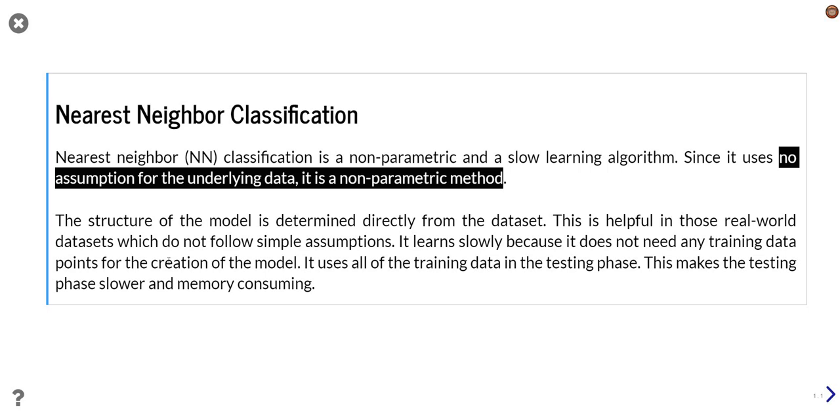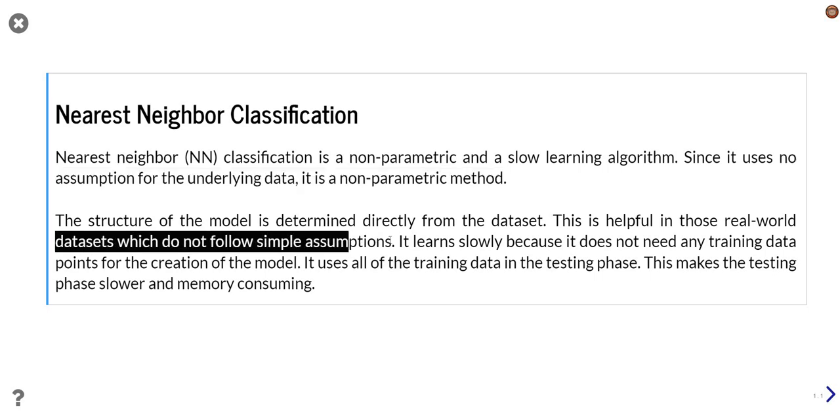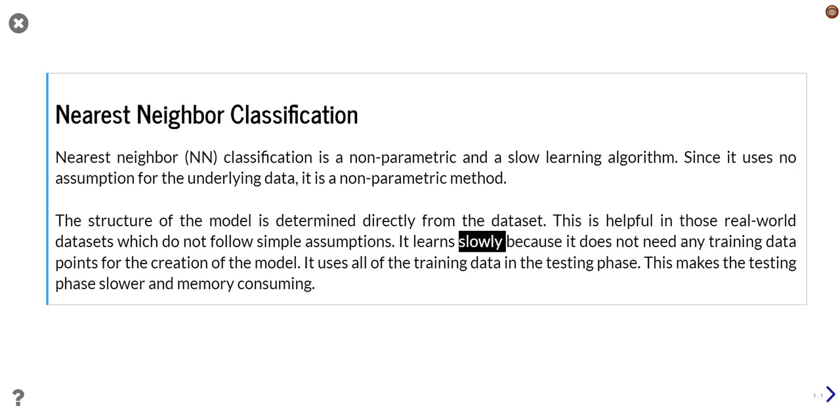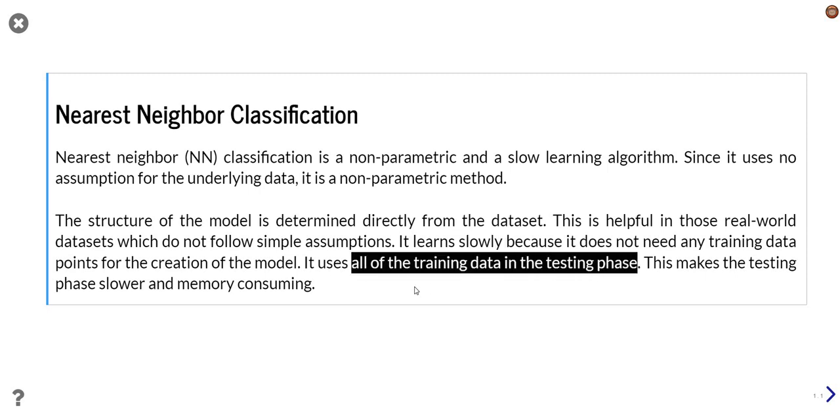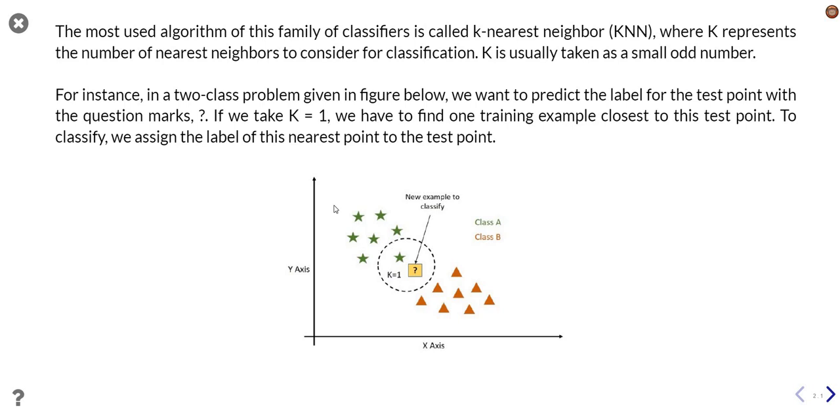This is helpful in scenarios where the data sets do not have any assumptions on the background, for example linear assumptions and things like that. It learns slowly because why? It does not need any training data points for creation of the model. It uses all of the training data in the testing phase. This is why it becomes slow and memory consuming. So this is the image.